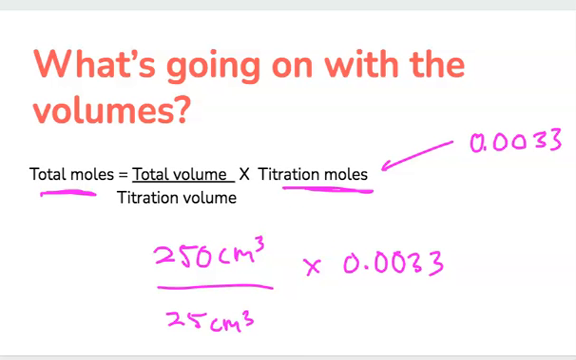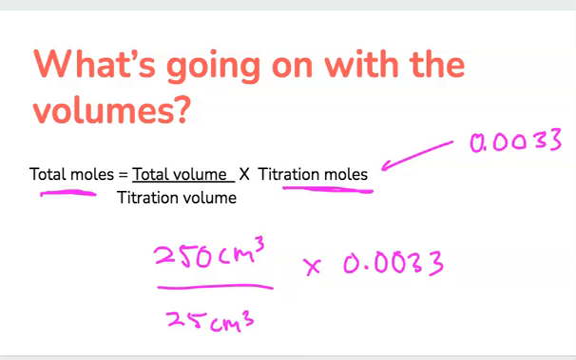So what we're essentially doing here is working out how many times bigger the total volume is than the titration volume. And then the number of moles in the total sample will be that many times bigger than the titration moles as well. So you can see here the total volume of 250 is 10 times bigger than the titration volume of 25 centimetres cubed.